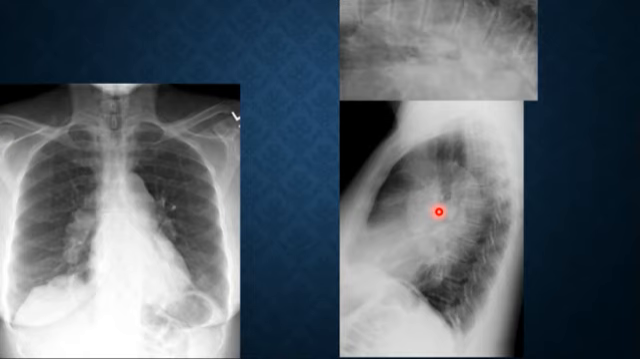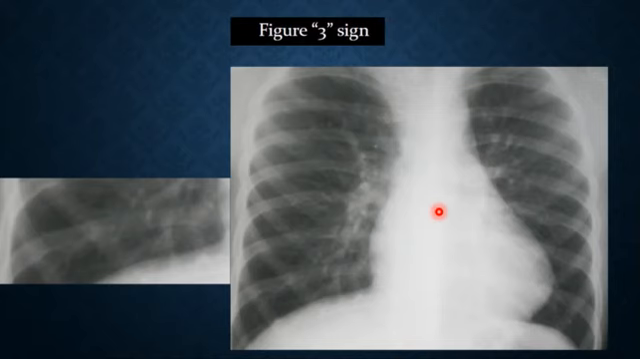Coarctation of the aorta. Excellent. So the figure of 3 sign indicates coarctation of the aorta. Not aortic aneurysm, not unfolding, or any of those things.